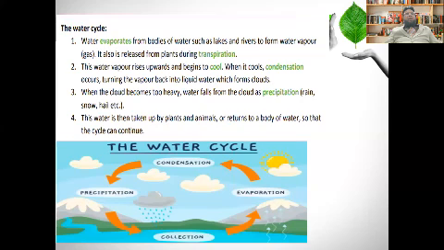Now come to another cycle, that is the water cycle. There are basically four steps of the water cycle. As you can see, water evaporates from bodies of water such as lakes and rivers to form water vapors. It is also released from plants during transpiration. Transpiration is the process in which the excess water is lost by the aerial parts of the plant.